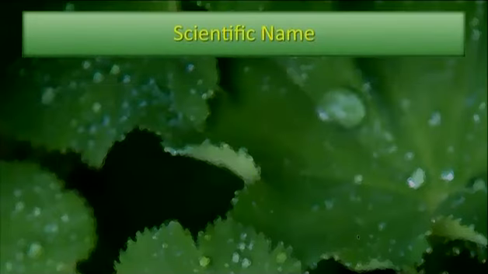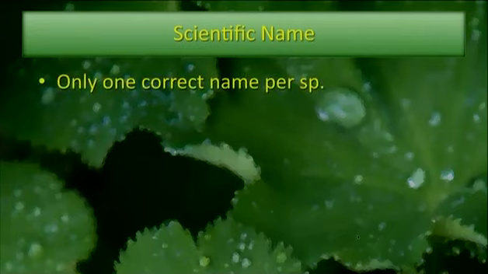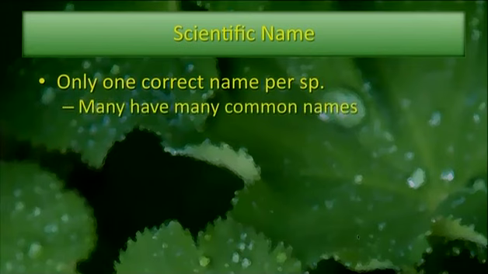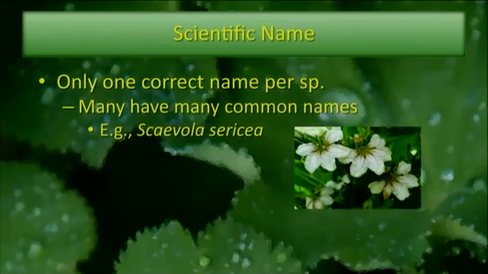So all organisms on Earth that we know of are given one two-word scientific name. There's only one correct name per species. So for each species, you only have one two-part scientific name. Now you have many species that have many common names. A good example locally is Scaevola sericea.